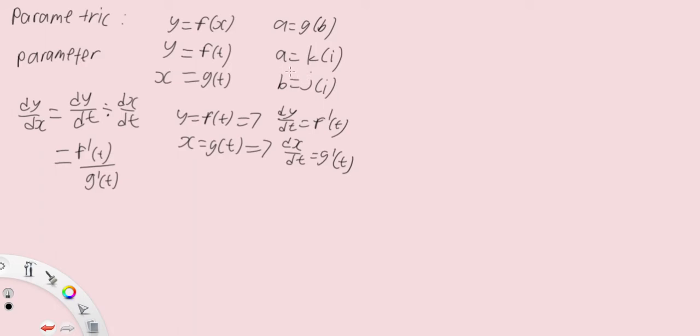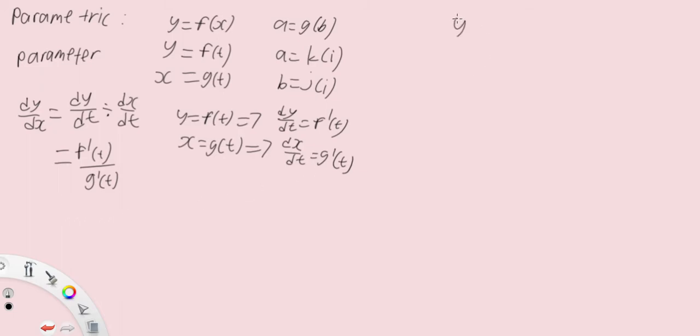And of course the same can be said about a and b, da/db equals k'(i) over j'(i). So if you notice, this derivative, dy/dx, is no longer in y or x, it's in t. And this actually helps us a lot more, especially when we cannot find a proper equation relating y and x, but we can relate it to a common parameter, t, or whatever letter that's available.